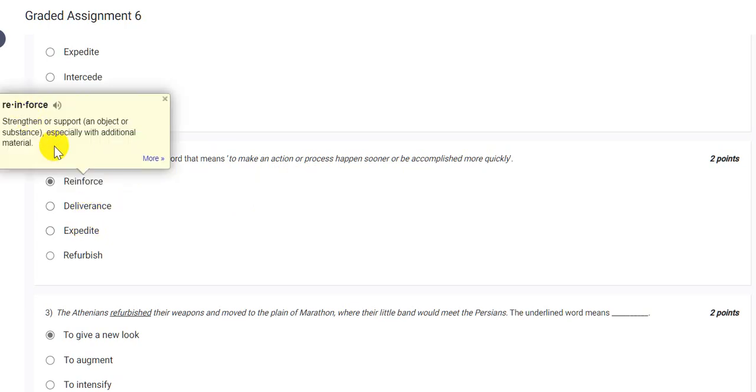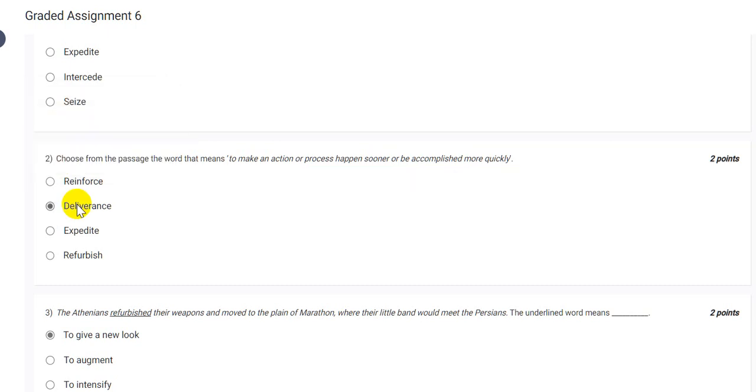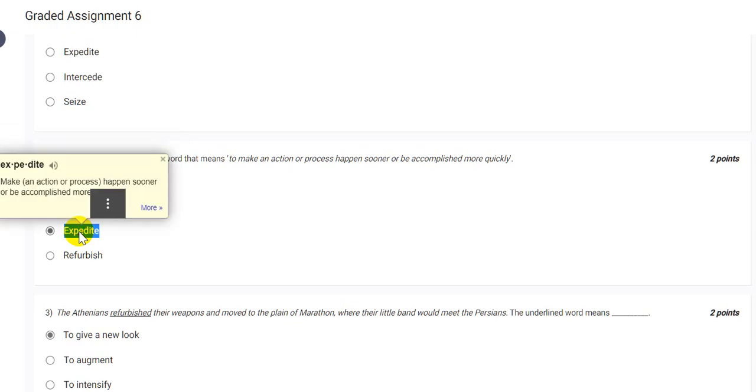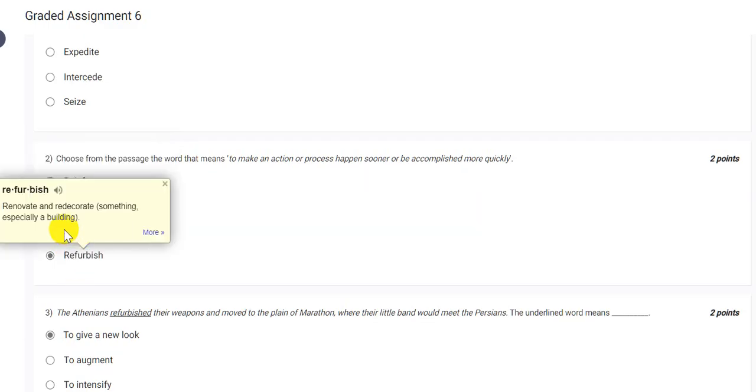What do they mean? First of all, the phonics. Reinforce: strengthen or support an object or substance, especially with additional material, right? Deliverance: the action of being rescued or set free. Expedite, same meaning, we are not doing it once again. Refurbish, you know everything. Renovate, redecorate, make it new. Refurbished laptops, refurbished mobile phones in working condition, they sell them, right? That is refurbish.